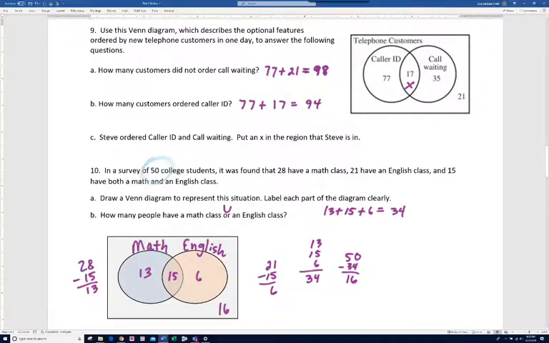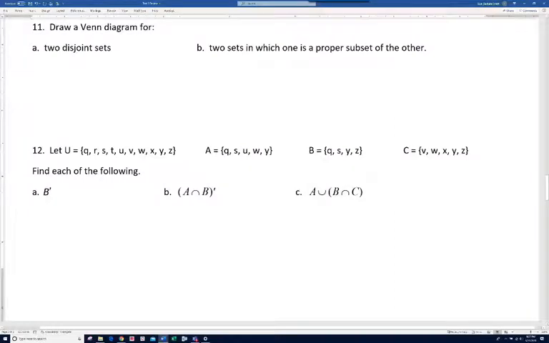All right, let's move on. So on number 11, it says for problem A that we need to draw two disjoint sets. Now remember, disjoint sets are sets that have no members or elements in common. And so it would just be two circles. I'm going to say circle A and circle B, and there's no overlap.